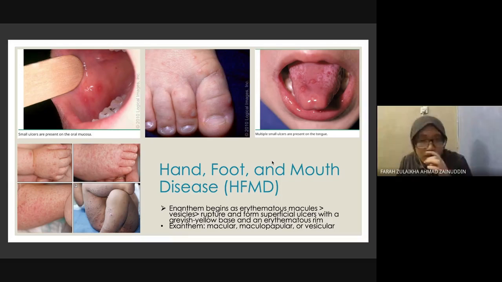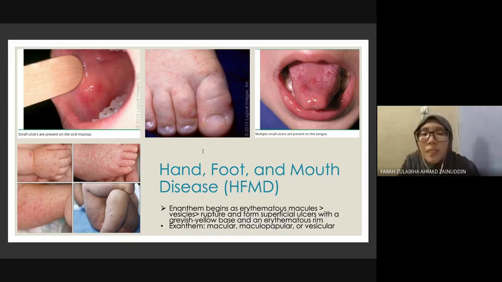Next is hand, foot, and mouth disease, HFMD. It has both enanthem as well as exanthem. The exanthem is at the hand and foot area, and the enanthem is at the mouth area. At the mouth, you can see erythematous macules and vesicles, which then rupture and form a superficial ulcer, as you can see from this boy's tongue. For the exanthem, it is more maculopapular, vesicular, and macular. It is a polymorphous rash at the same time.